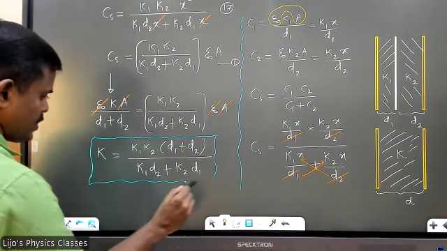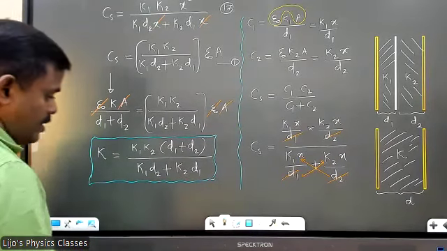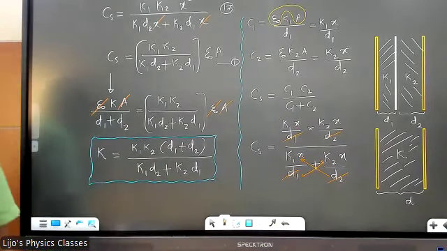But trust me, this won't come as an MCQ. It will come in a subjective question, maybe 2 marks. All of you understood this?